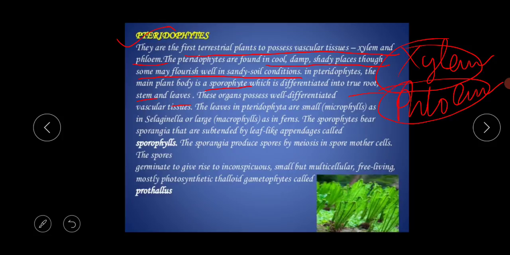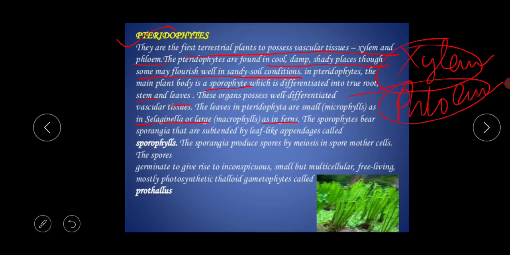Bryophytes do not have any specific root, specific stem, specific leaf. But pteridophytes have true root, true stem and true leaf. These organs possess well differentiated vascular tissue. The leaves in the pteridophytes are small as in Selaginella or large as in ferns. The small kind of leaf is called the microphyll and the large kind of leaf is called the macrophyll. So these are the basic things.